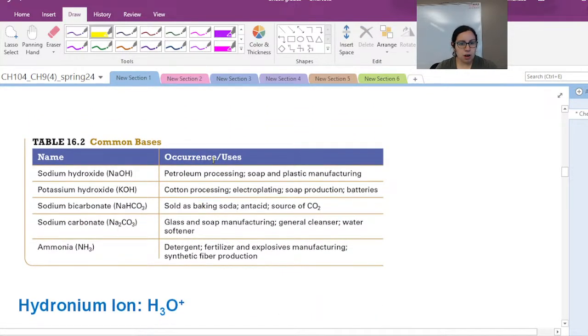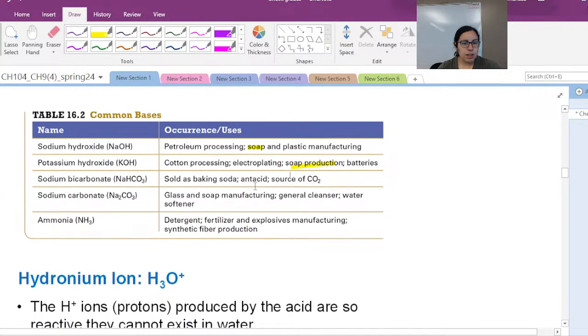And so here are our common bases. So we have sodium hydroxide, potassium hydroxide, and these are used pretty interchangeably. So a lot of them are in like soap production. And then we also have sodium bicarbonate. So this could be used. So this is baking soda. And they often use any one of these.